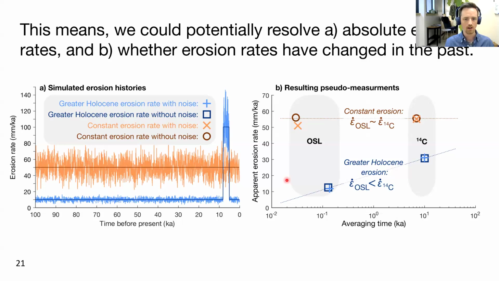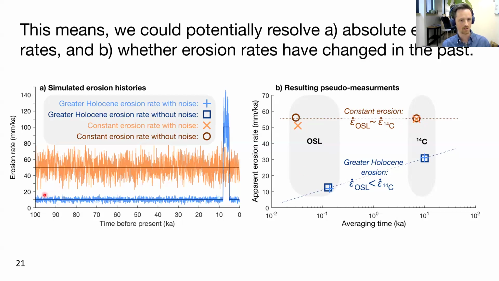Here is a simple numerical experiment to demonstrate that we might be able to measure this. In orange is an imaginary history where we have constant erosion rate with some noise, or in brown, no erosional noise, but constant through time. If that were the case, then these techniques, luminescence or cosmogenic radiocarbon, should give us the same apparent erosion rate.